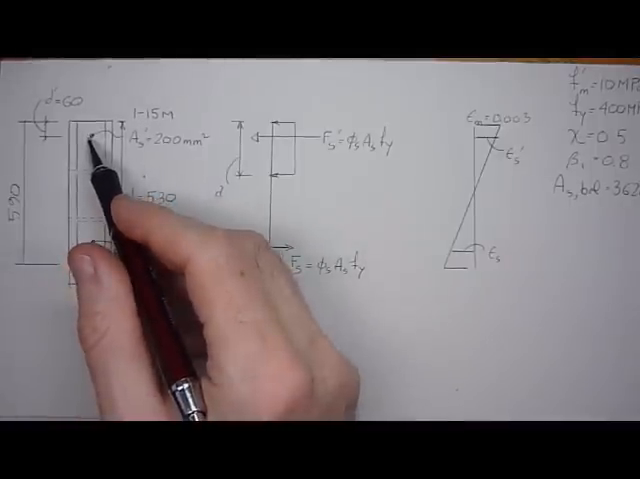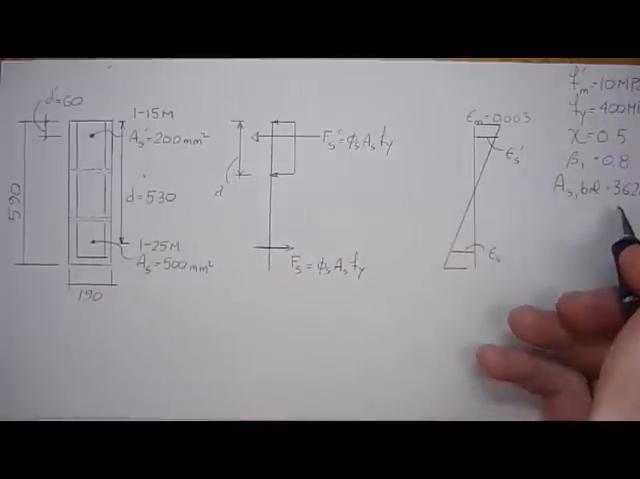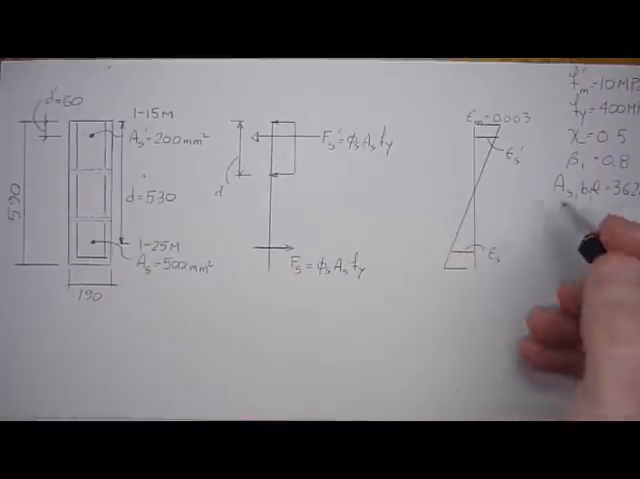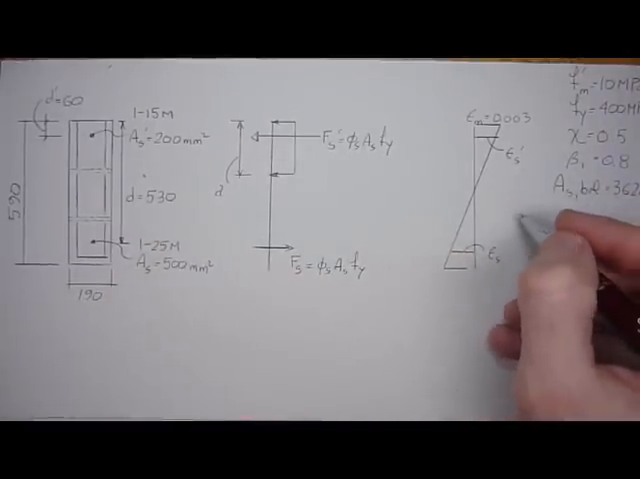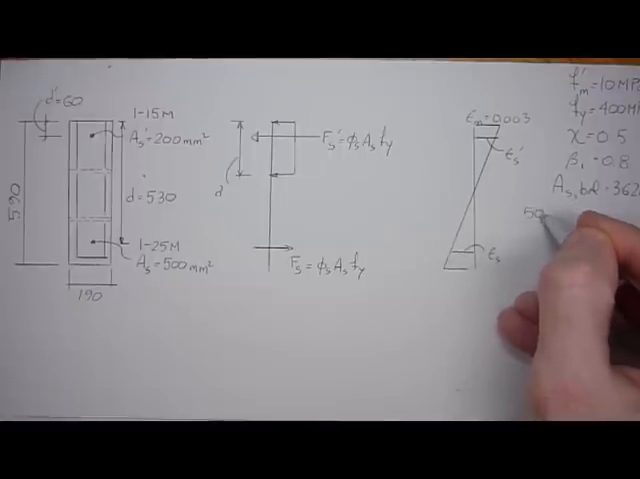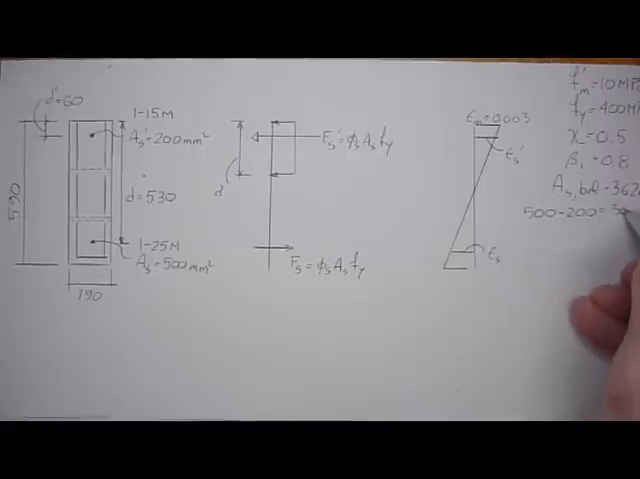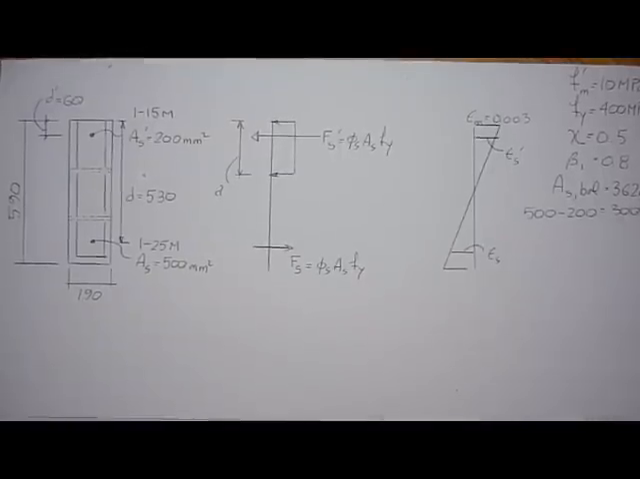If you have compression steel in the section, you would take the difference between the 500 minus the 200. So we're still below rho balance in this case, because our steel is 500 minus 200, which equals 300 millimeters squared, which is less than 362.